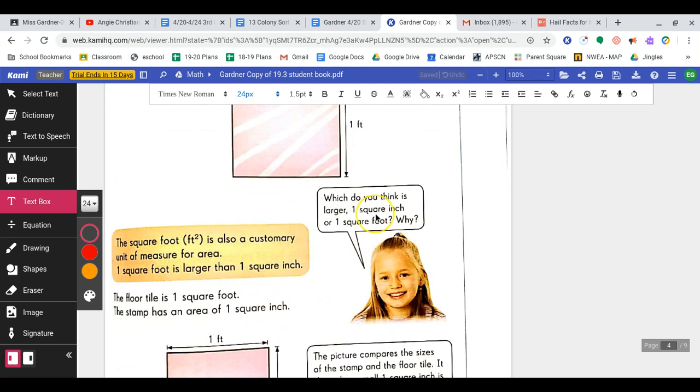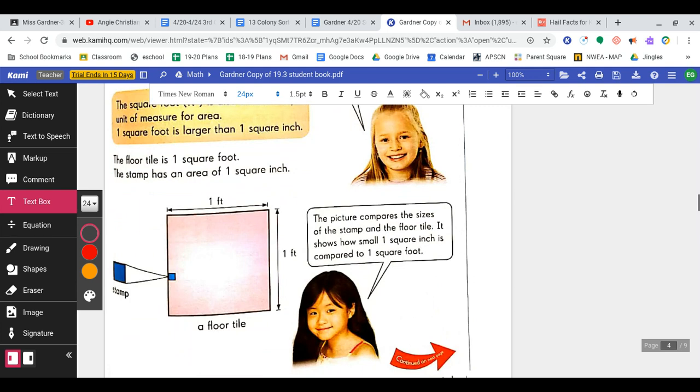Now, which do you think is larger, 1 square inch or 1 square foot? A square foot is larger because 1 foot is longer than 1 inch. The square foot, or foot squared, is also a customary unit of measure for area. 1 square foot is larger than 1 square inch. This shows you the difference between them.